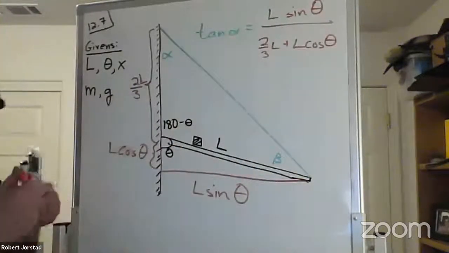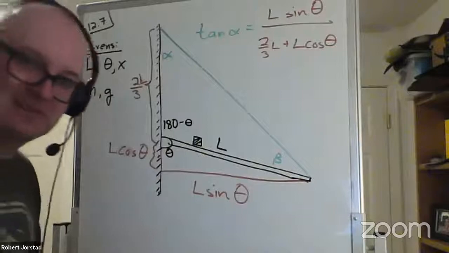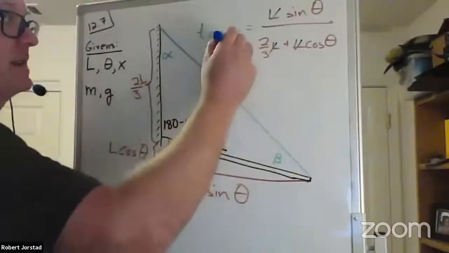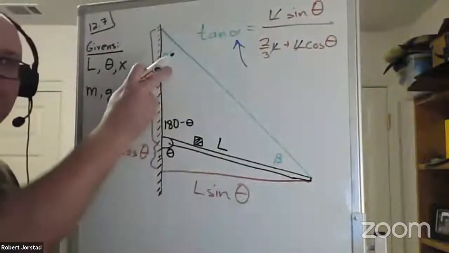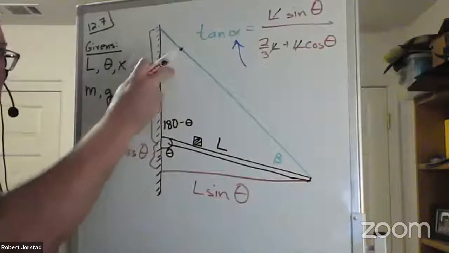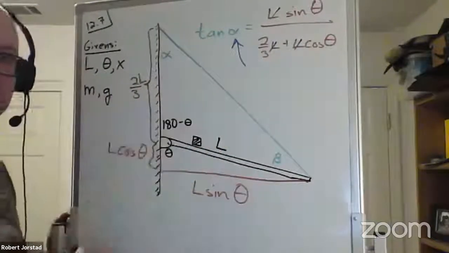And now that you do that, what drops out? L. You got numbers, you plug them in, you got alpha. Once you get alpha, what's true about this angle and that angle? They sum to 180.